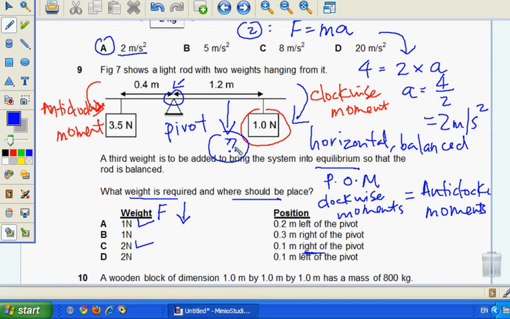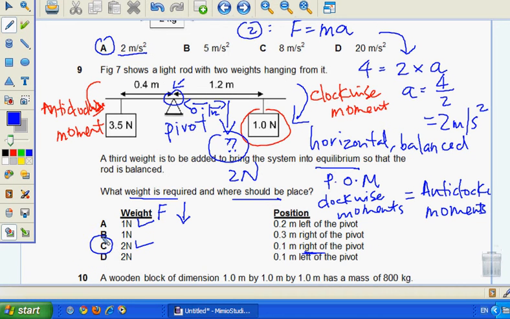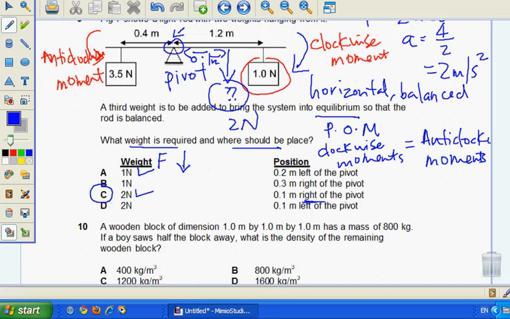So my answer is supposed to be 2 Newton, and I need this distance to be 0.1. If you're not sure, just take 2 times 0.1. I'll get back the difference, which is 0.2. So the answer will be C for question 9. Okay, so let's now move on to question 10.